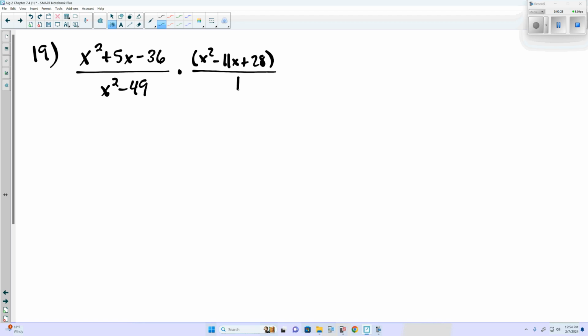So we're starting off with this. Now the second one did not have a denominator written to start with, but we know that it's going to be 1. Homework number 19, 731.